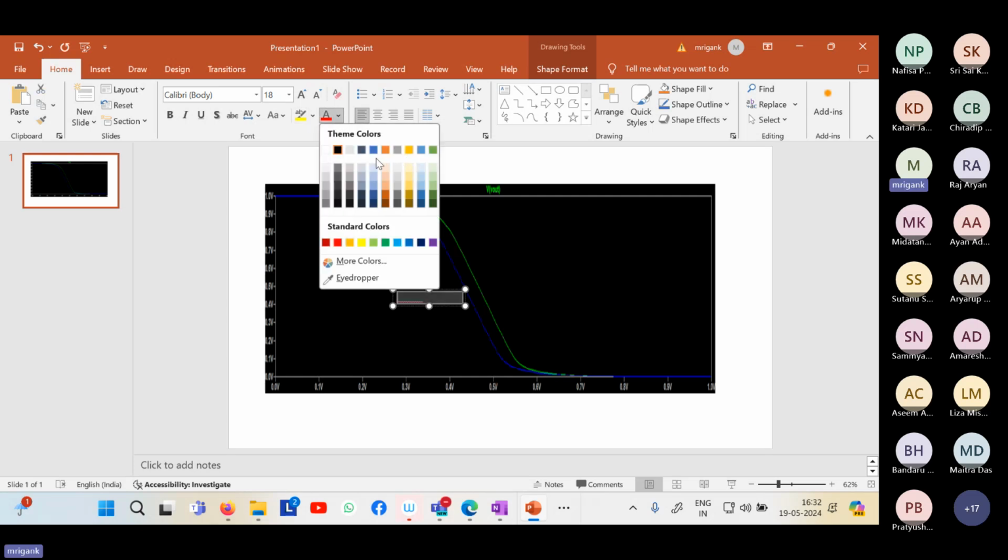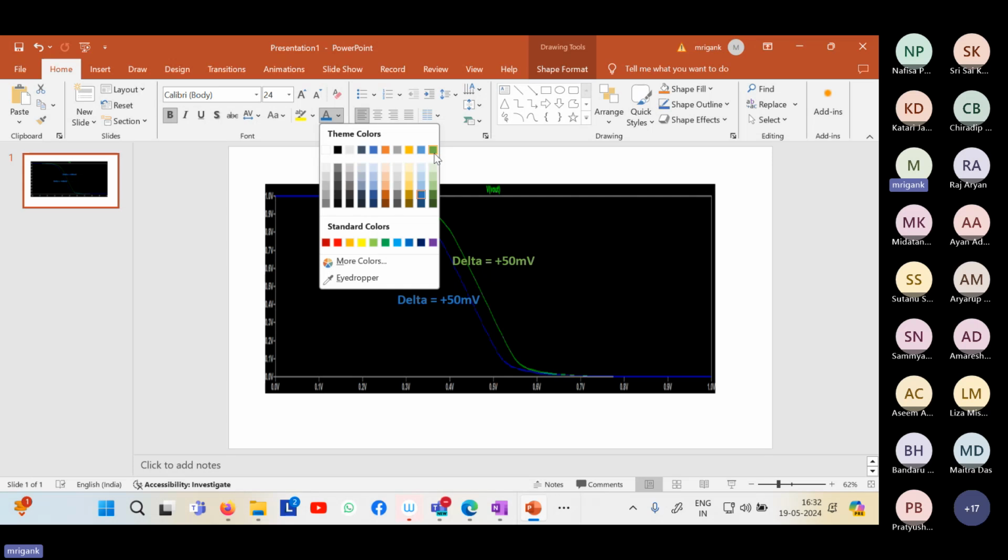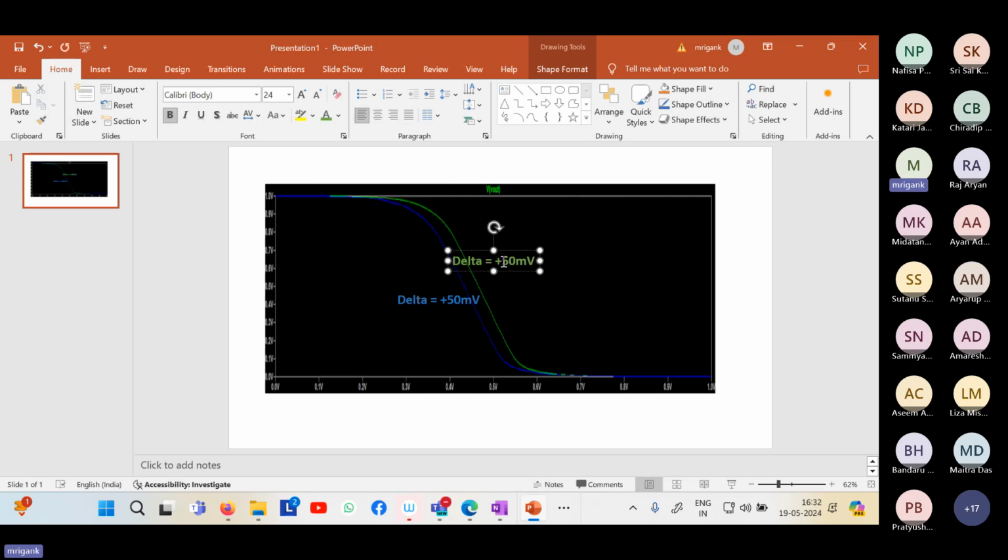Which one is nominal, which one is, so this is blue. And delta is equal to zero. So just a small amount of annotation. Now here I have put the color coding. So color coding is such that I understand that the green plot belongs to this case and the blue plot belongs to this case.